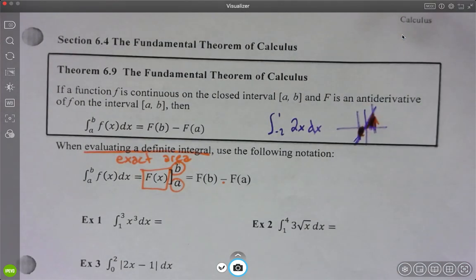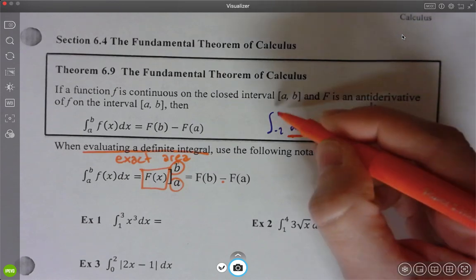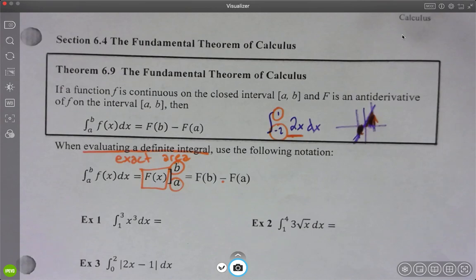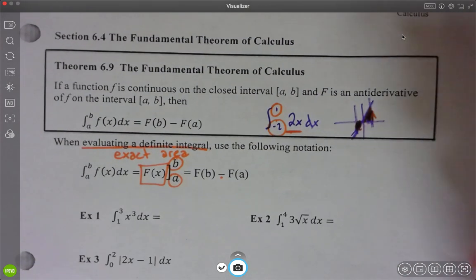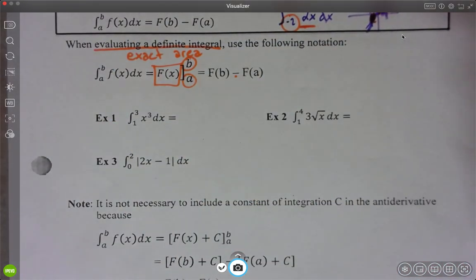So I would find the antiderivative of 2x, whatever that may be. I would plug in 1, subtract what I get when I plugged in -2, and that would give me my exact area for this function here. So they're going to have us practice this for example 1. They're saying x to the third power.